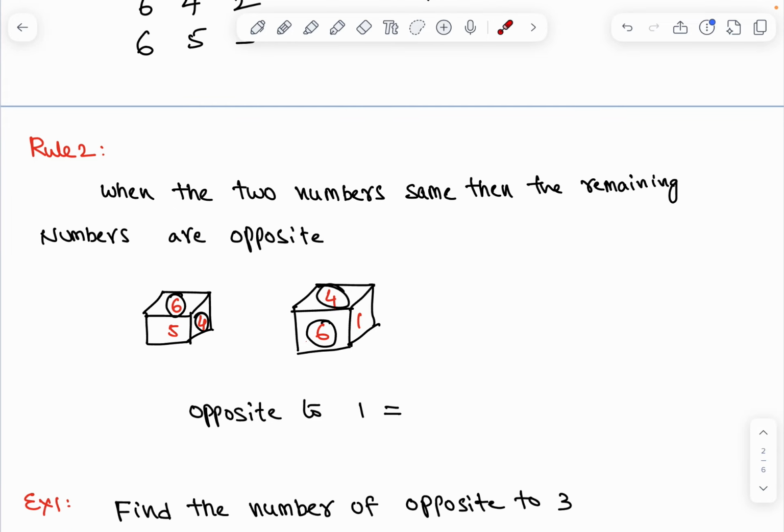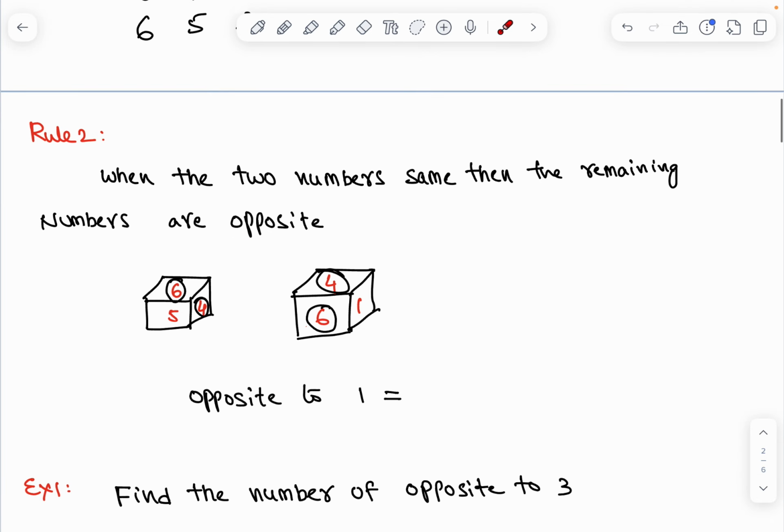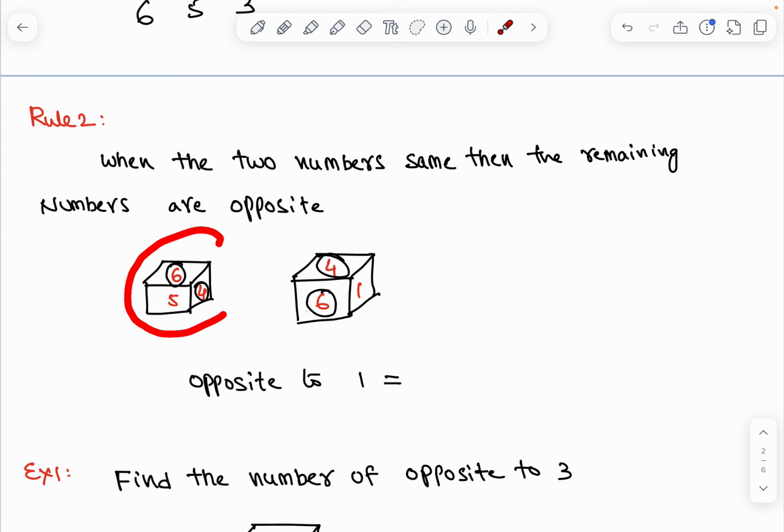Next, rule 2. When two numbers are the same, then the remaining numbers are opposite. These are the two dice. You can observe the first dice. 6 and 4, these two are common. Therefore, 5 and 1 are opposite. The opposite of 1 is equal to 5. This is the answer.